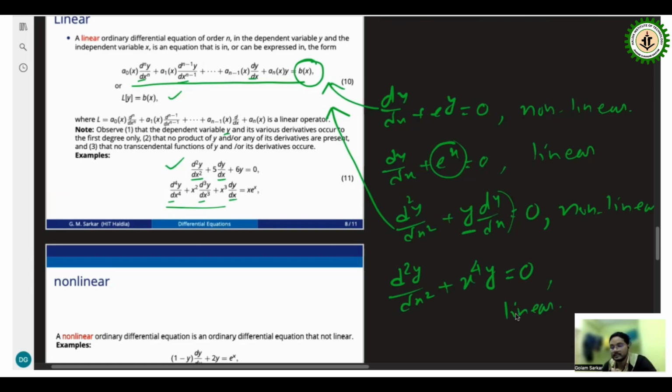So if I summarize: if in a differential equation the dependent variable and its derivative are not in the form of a product, or there are no sine, cos, logarithm, or exponential functions of the dependent variable, then that type of equation can be expressed in the form of this, and we will say that that type of equation is nothing but a linear ordinary differential equation.